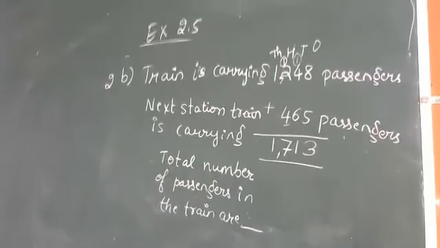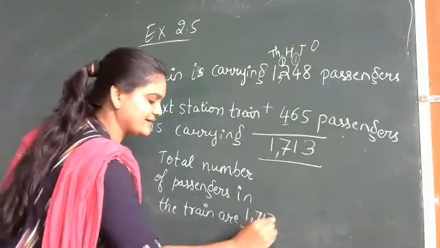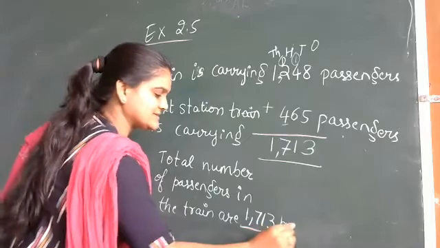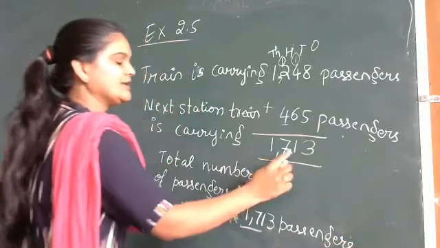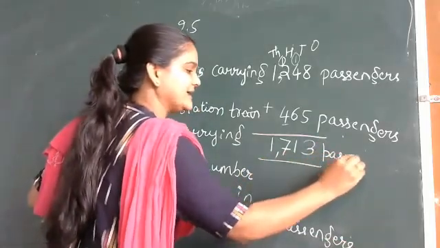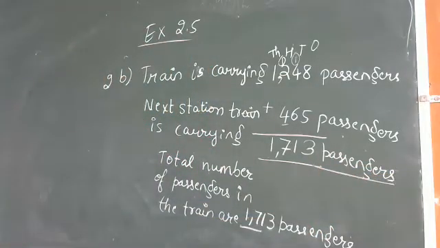Okay, is the answer correct? Yes, ma'am. So totally, it is 1713 passengers in the train. Okay? Yes, this is how you solve the word problems. Children, addition, that is the second chapter. Any doubts you'll have? No, ma'am. Word problems, is it clear? Yes, ma'am.